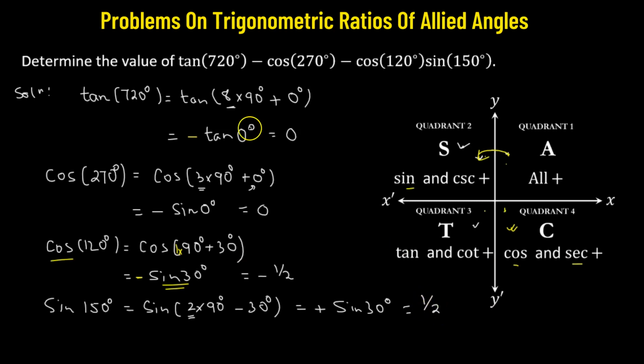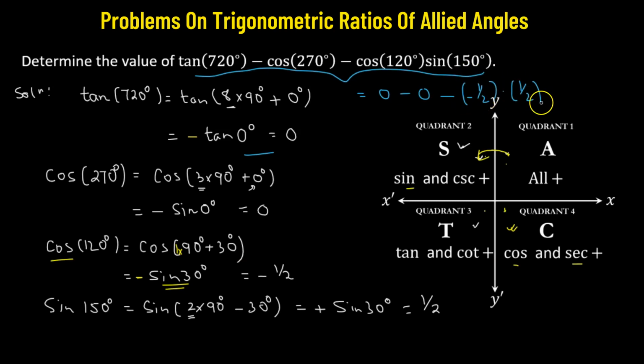So let's substitute all these values back into our original equation. We have tangent of 720, which is 0. Then minus cosine of 270, which gives us a value of 0 as well. We have negative cosine of 120, so that's negative half, multiplied by sine 150, so that's positive half. This gives us a value of 1/4. So this is going to be the final value of the given trigonometric expression: 1/4.